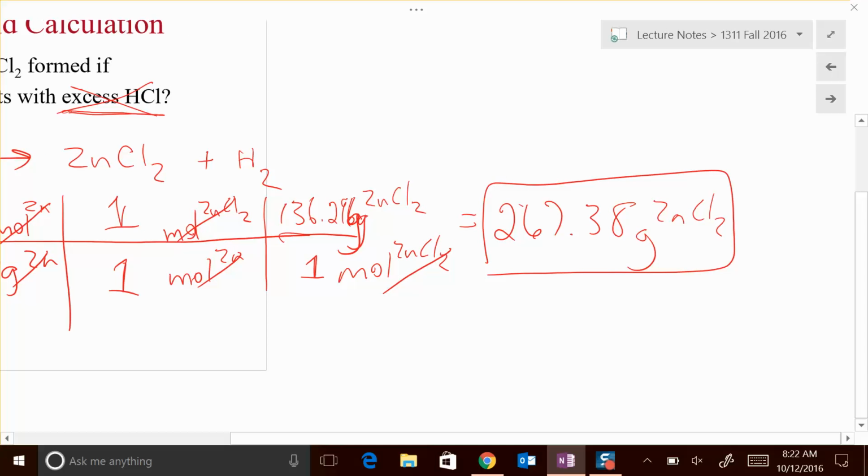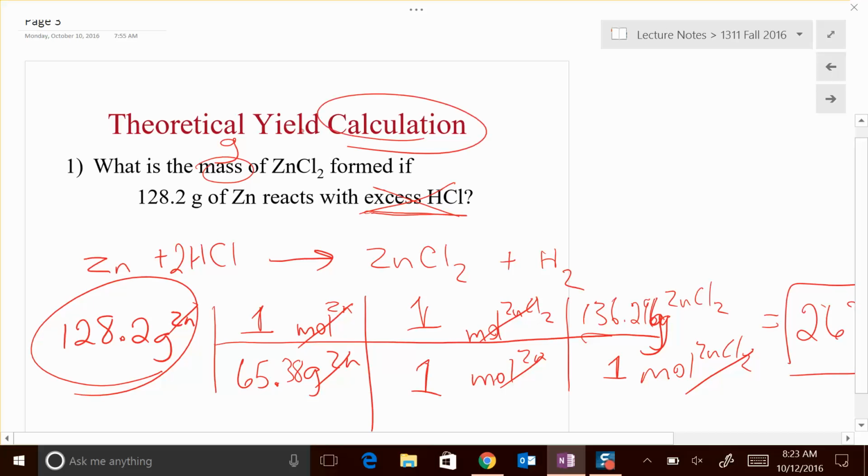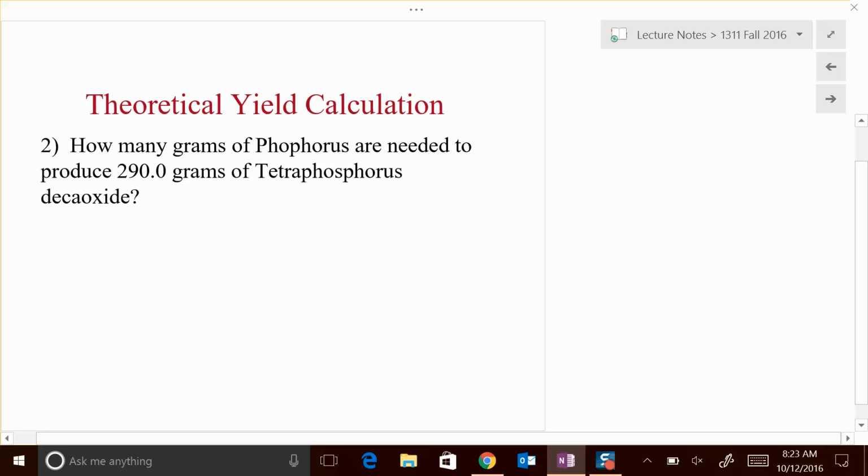Now in reality, are you going to produce that exact amount? Probably not. Maybe something wasn't as efficient in your reaction as it should have been, or there was human error of some sort, and you lose product in one place or another, and you actually get 254 grams. Okay? That would be an actual yield. This is a theoretical yield. Okay? The theoretical yields are the calculated amounts.